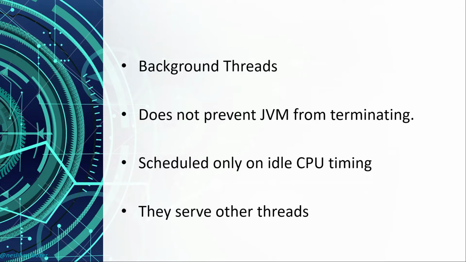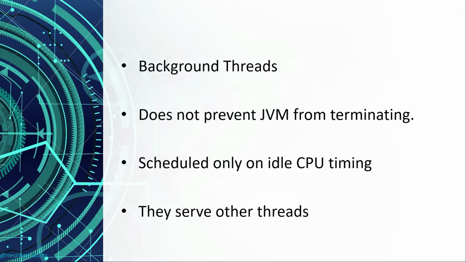JVM shuts down daemon threads whether they are running or not, after all the user threads get completed. The daemon threads are low priority threads that provide background support to the user threads. They provide services to the user threads. And also a child thread created from a daemon thread becomes a daemon thread as well.